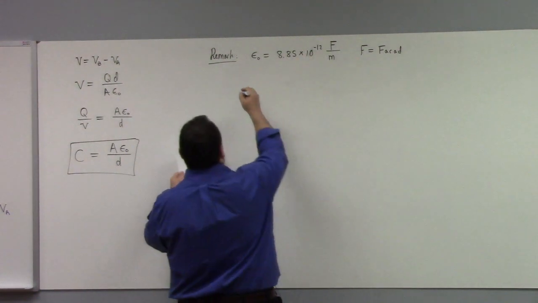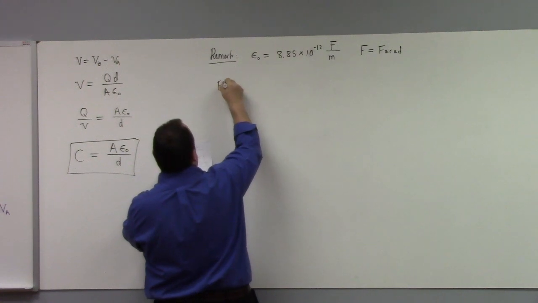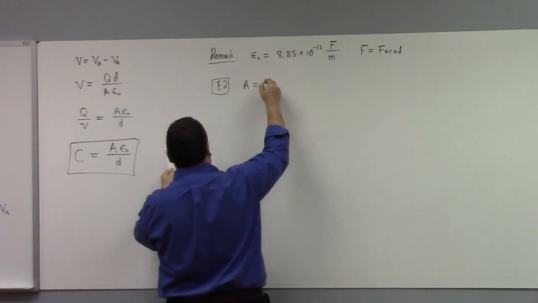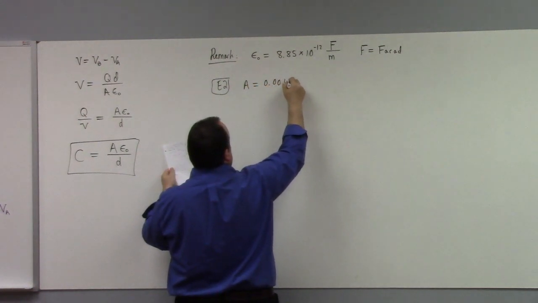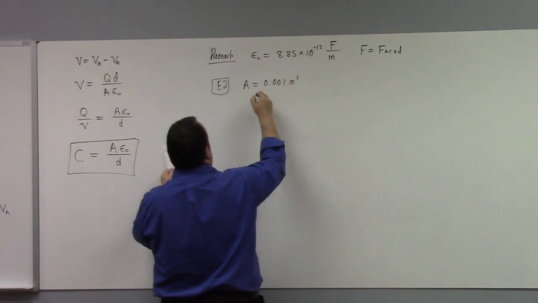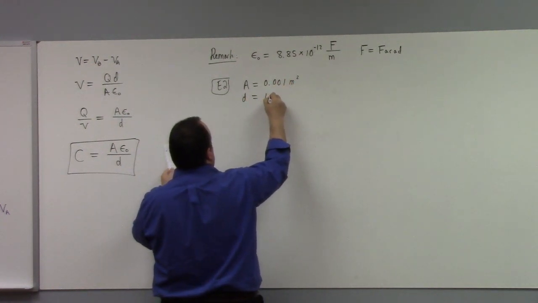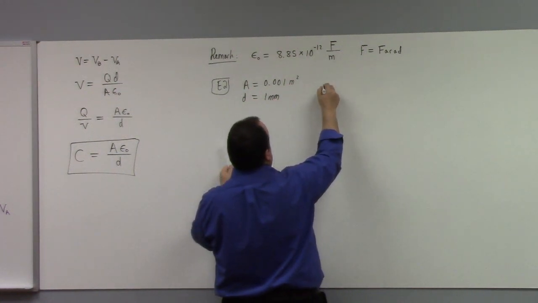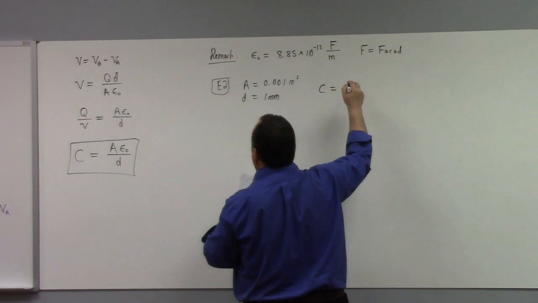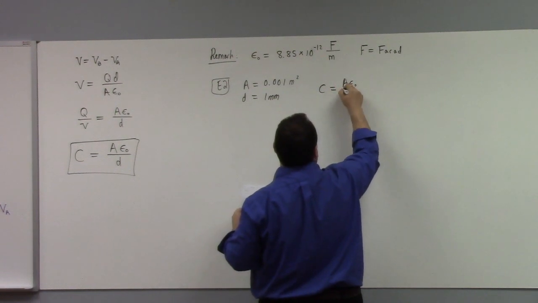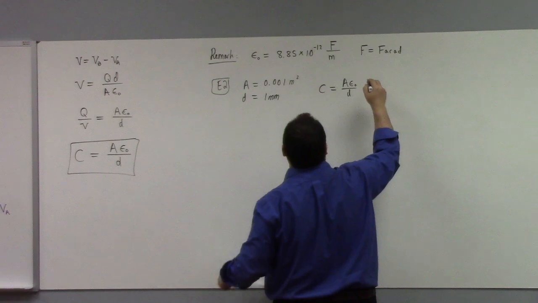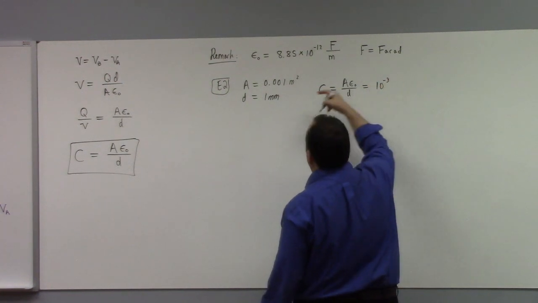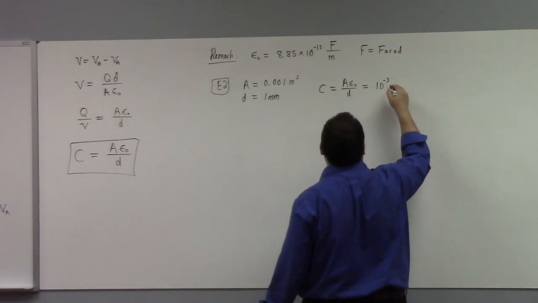Let's see here. So for example 2, just to put some numbers in here, for the sake of specificity, if I had an area of 0.001 square meter, and if I had a distance of 1 millimeter, then my capacitance would be A epsilon naught over D, right? Which is what? My A is 10 to the minus 3. Division by 10 to the minus 3 is what?